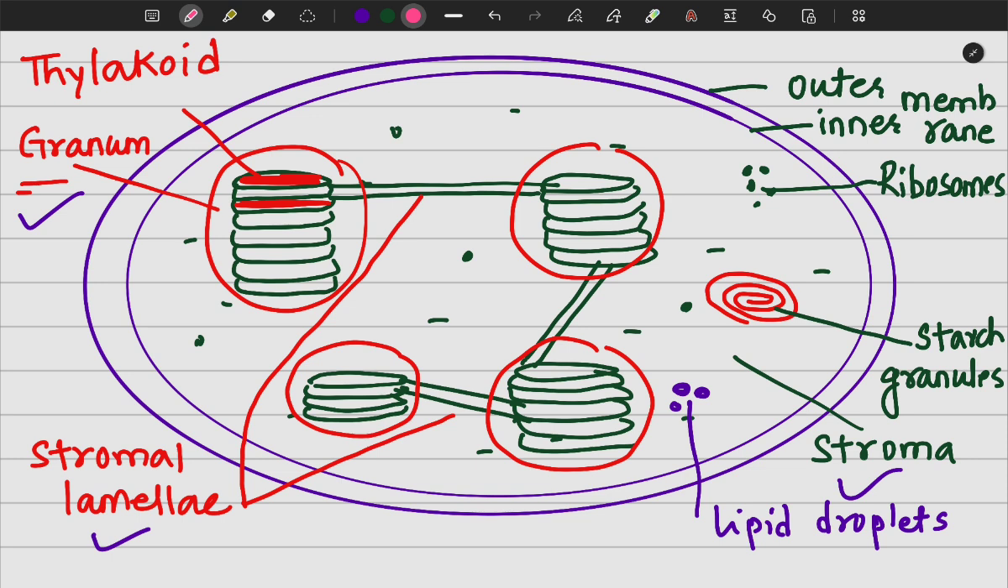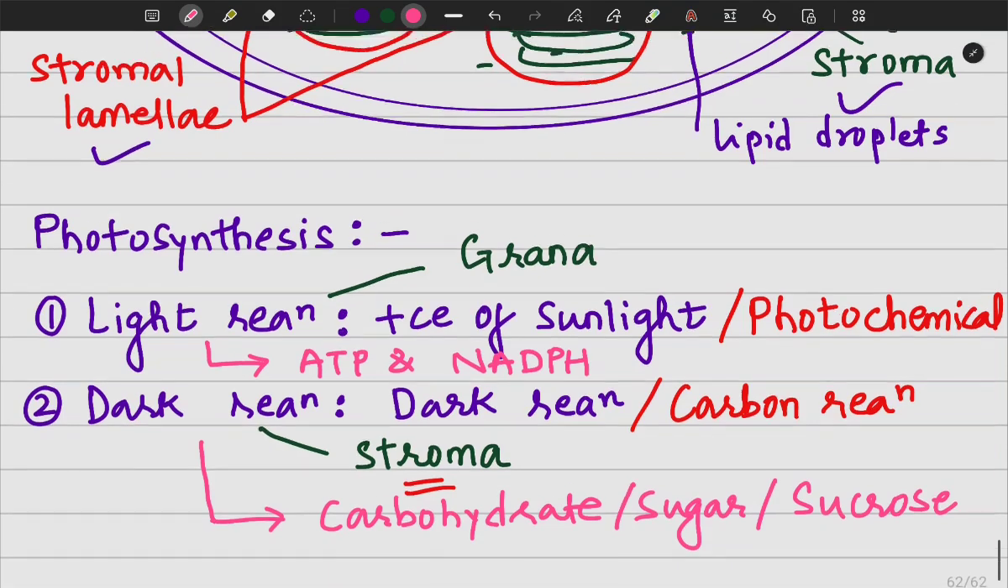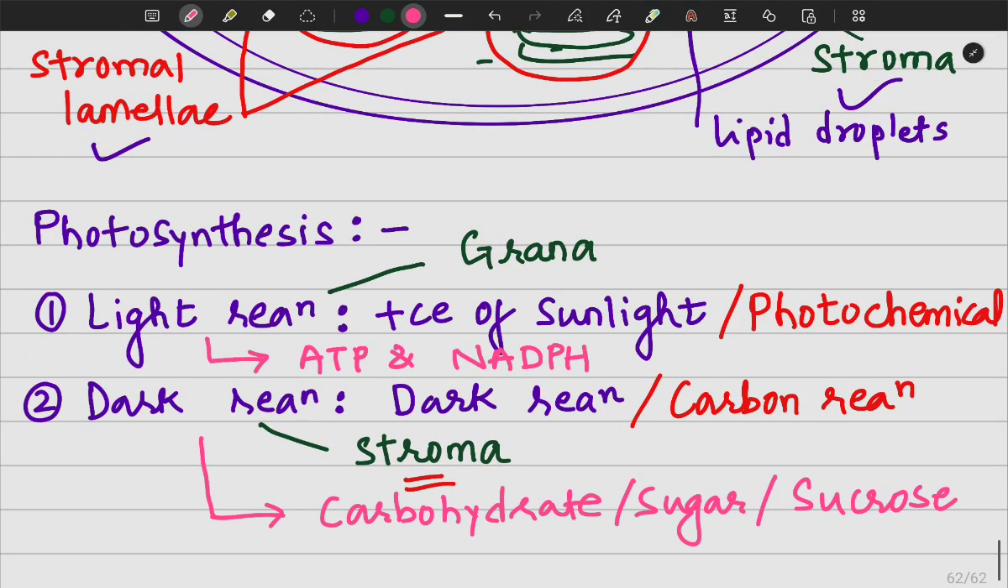And photosynthesis is actually a two-step process. The first step is the light reaction or the photochemical reaction, which only occurs in the presence of light, where the energy of the incident light is trapped inside the grana and is utilized in the formation of ATP and NADPH.